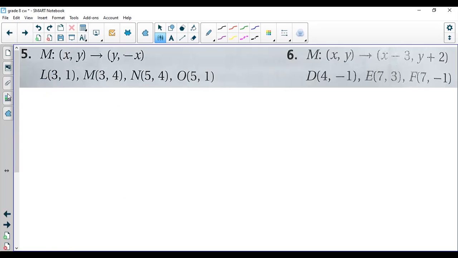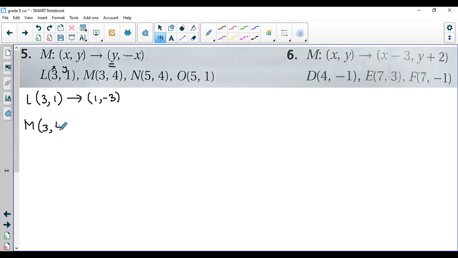So L is 3, 1. When transformed, that will become 1, minus 3, because they said y stays first. So the value of this is x and this is y. So y stays first and then x becomes negative. So the same rule you will apply for all the coordinates.